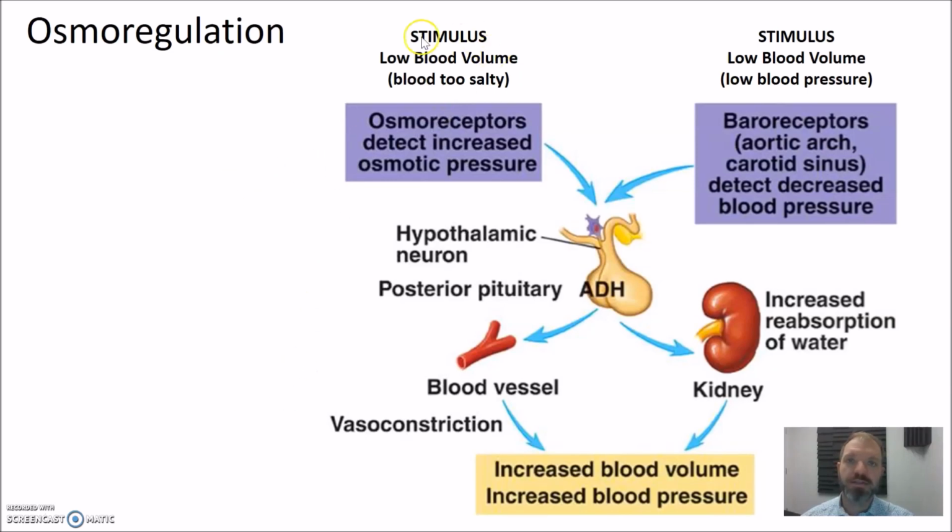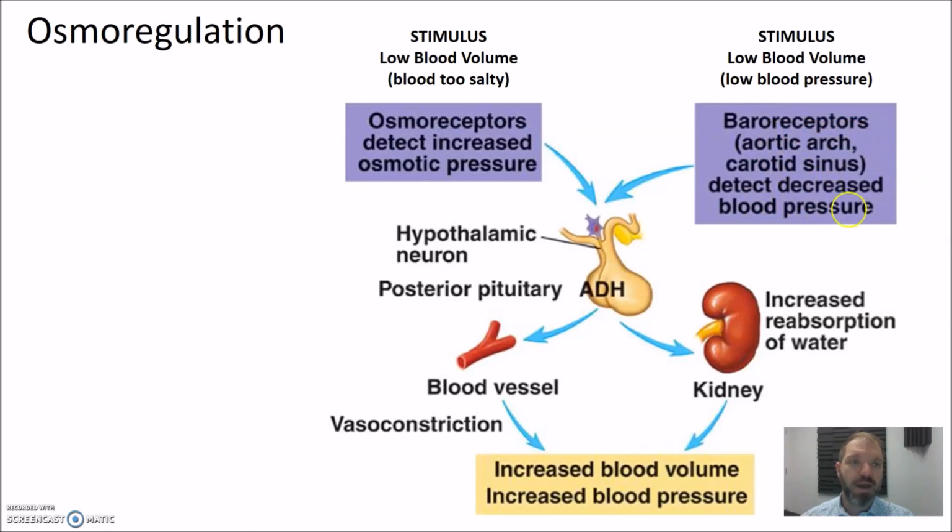So for instance, a stimulus might be low blood volume, which is picked up by the blood being too salty. Obviously, as the water reduces, the saltiness increases. So there are osmoreceptors in the hypothalamus that detect an increase in what's called osmotic pressure. When the blood is salty, that's high osmotic pressure. Alternatively, a stimulus for low blood volume might be low blood pressure. Obviously, the less blood there is in the system, the less pressure. As you increase the volume of the blood, you increase the blood pressure as well.